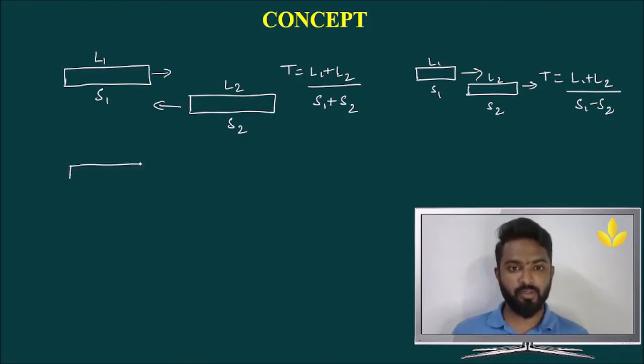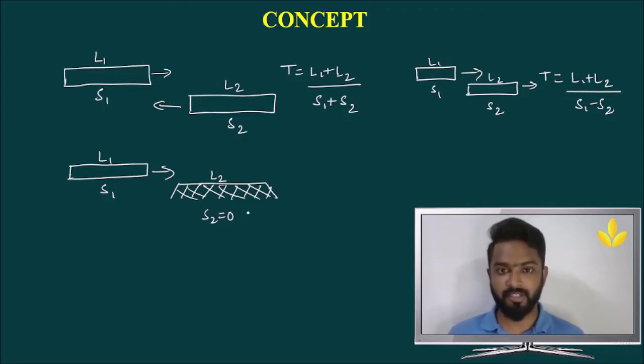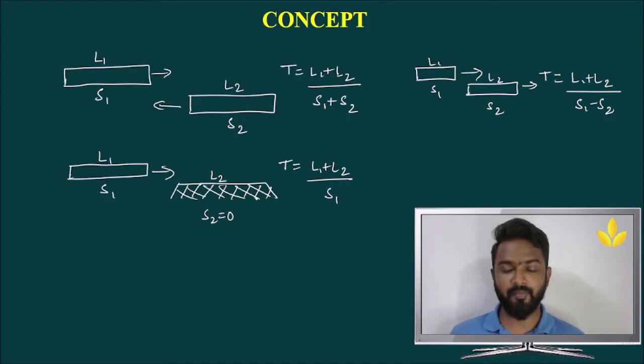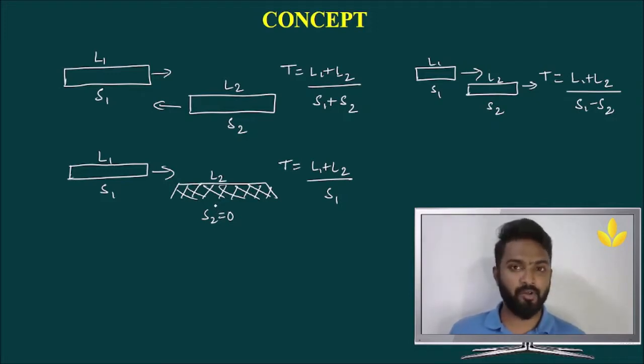In case 2, there is a train and there is a bridge. Sometimes there is a bridge, sometimes there is a platform, sometimes there is a tunnel. So the train is moving this way, length of the train is L1, speed of the train is S1. Length of the bridge is L2 and speed of the bridge is 0, obviously bridges don't move. So the time taken by the train to cross the bridge is L1 plus L2 divided by S1. So whenever there is a bridge or a platform or a tunnel, you can treat it as another train which is standing still, which is not moving at all.